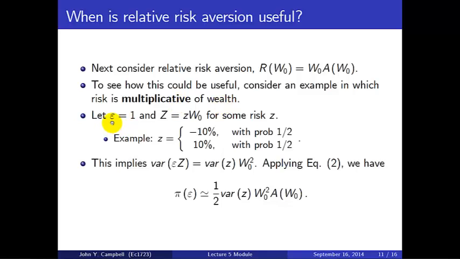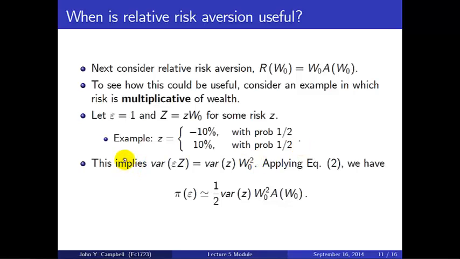So let's define epsilon to be equal to 1. And z is little z times wealth for some risk little z. So an example would be little z is minus 10% with probability 1/2 or plus 10% with probability 1/2. So you're tossing a coin. If it's tails, you lose 10% of your wealth. If it's heads, you win 10% of your wealth. So you're going to end up with either 90% or 110% of your current wealth.